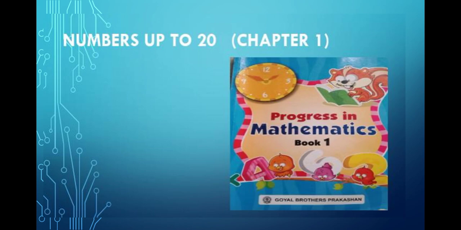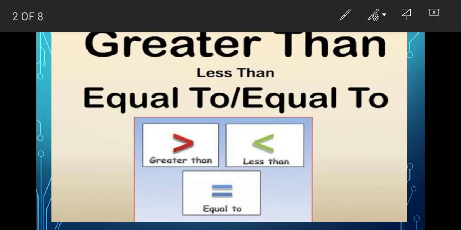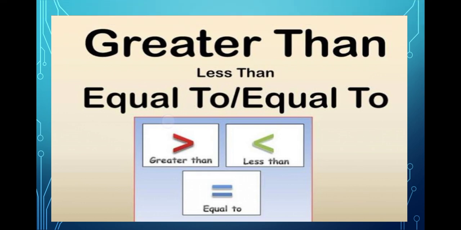So today we are going to continue with the same chapter, numbers up to 20, chapter number 1. Today we are going to do the topic greater than, less than and equal to. Once more I repeat the topic, greater than, less than and equal to.